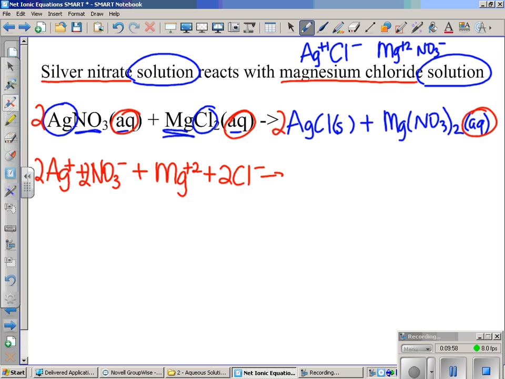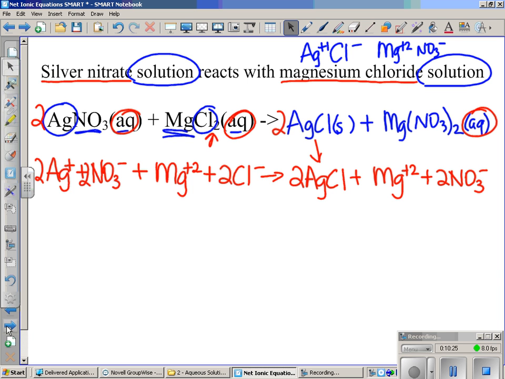So we get Mg2+ plus 2 Cl-. So I ionized the MgCl2. There's 2 Cl- because of that 2, right there. Then for my product, I am not going to touch this one. Notice it stays together. I just brought it right down because it is the solid. And then Mg(NO3)2 will break up into Mg2+ and 2 nitrates, like so. All right, that's the ionic.